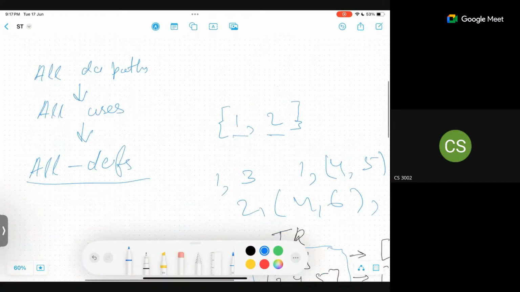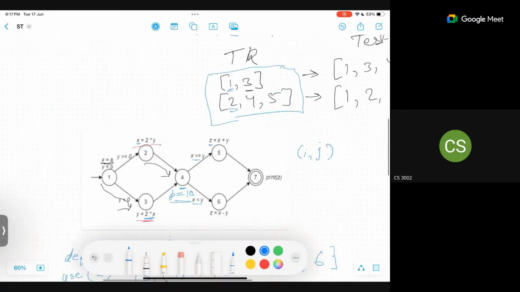So the last thing that is left is all DU paths and how it is different. Again, a recap. For all defs, we go through all definitions, and whichever use we want, you have to include at least one use. You said correctly that if there are 5 definitions, then at least 5 paths will be required if we are going to just do all definitions.